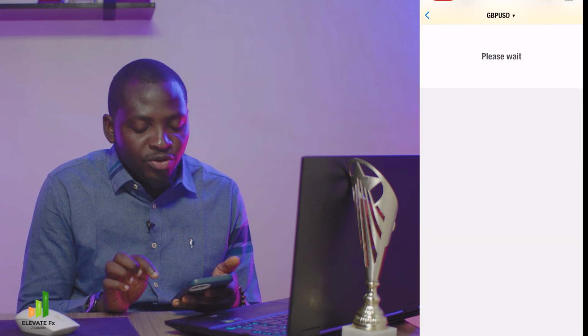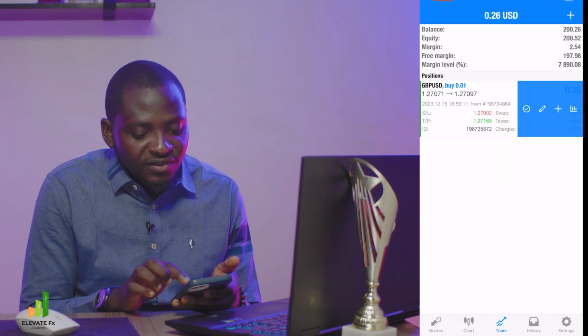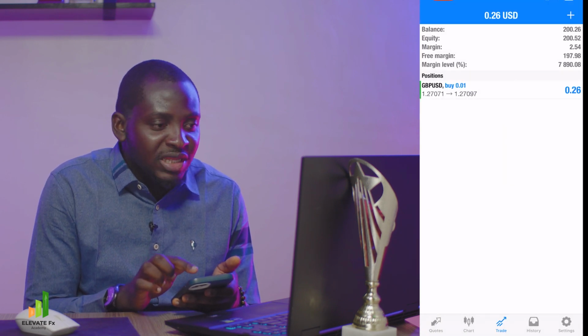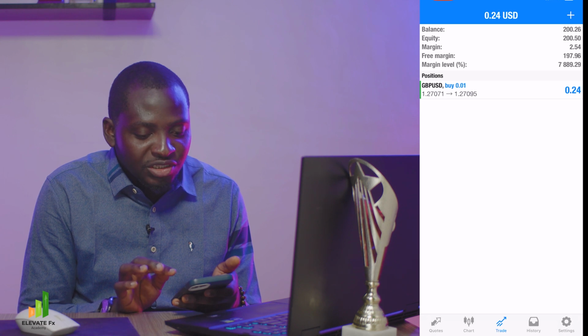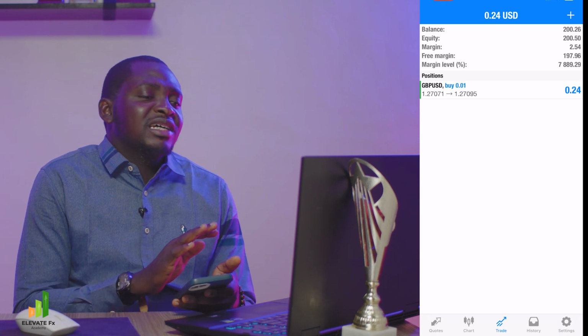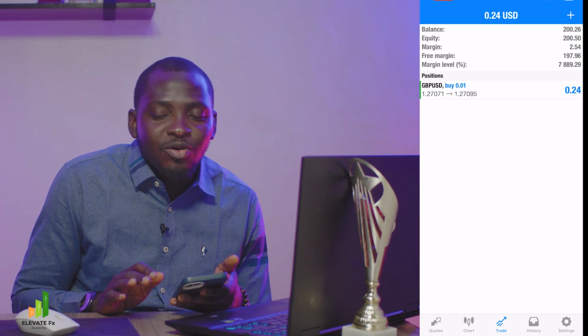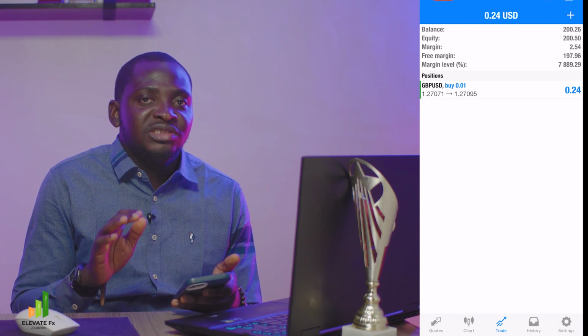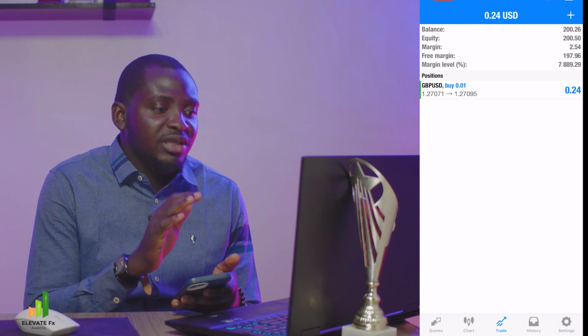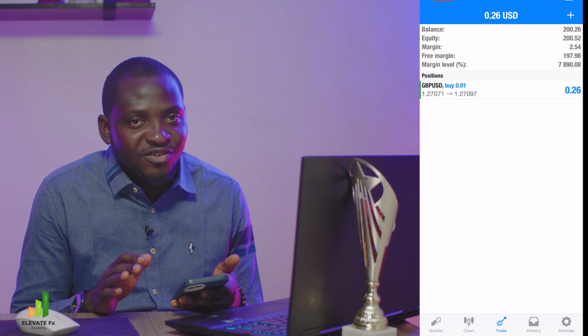We close with profits, and we're going to leave the second portion now to either hit take profit or hit stop loss. And it's as simple as that. That's how you have your very own trade account set up, and you are able to get involved in the market right from the very first day.